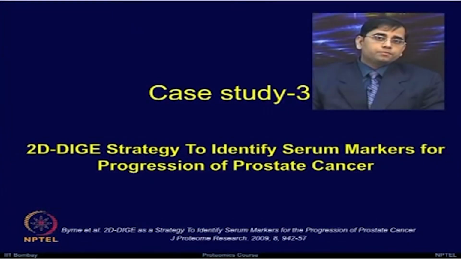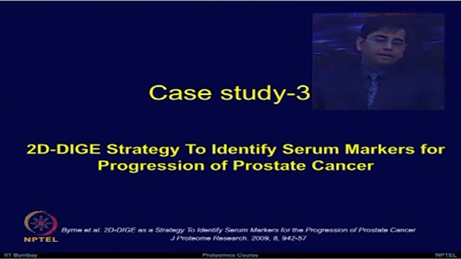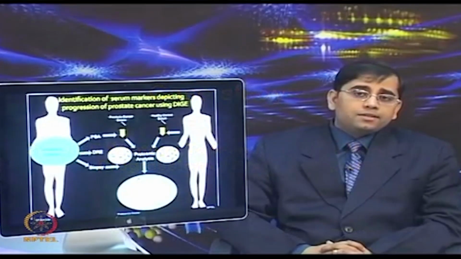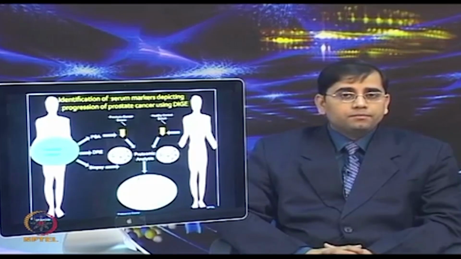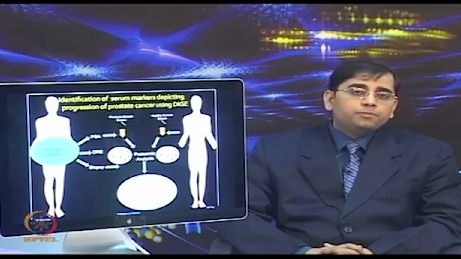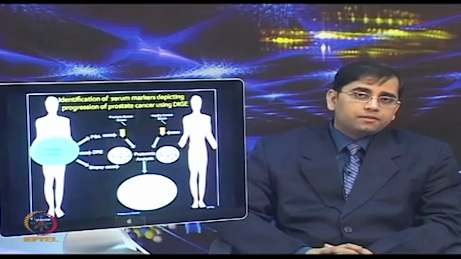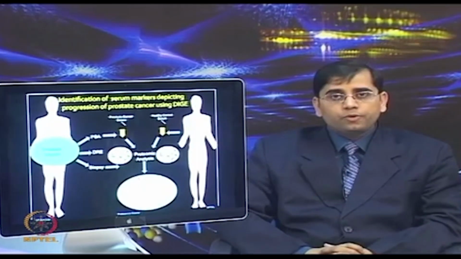So, let us talk now about case study 3 on 2D DIGE as a strategy to identify serum markers for the progression of prostate cancer. A study by Barney et al., published in 2009. In this study, the authors aimed to identify serum markers depicting the progression of prostate cancer by using the difference gel electrophoresis technique.